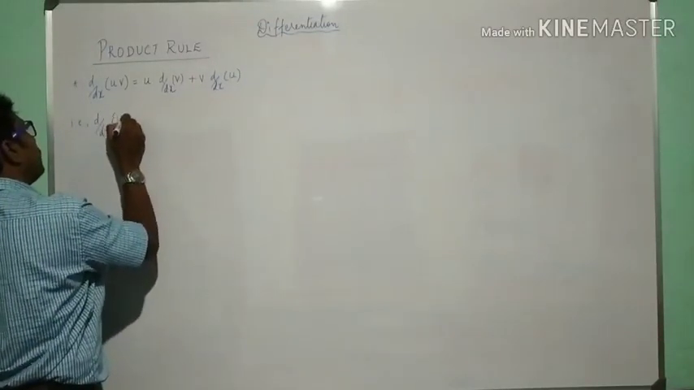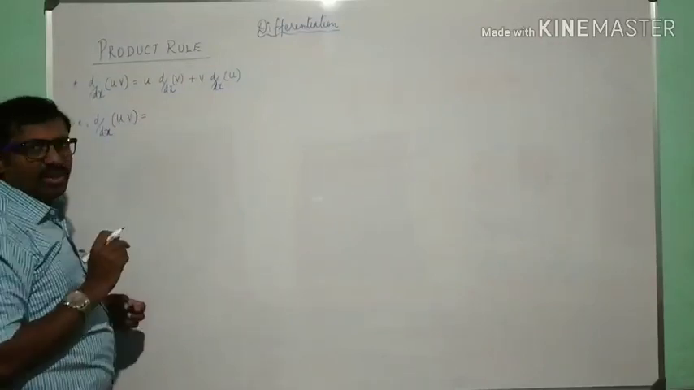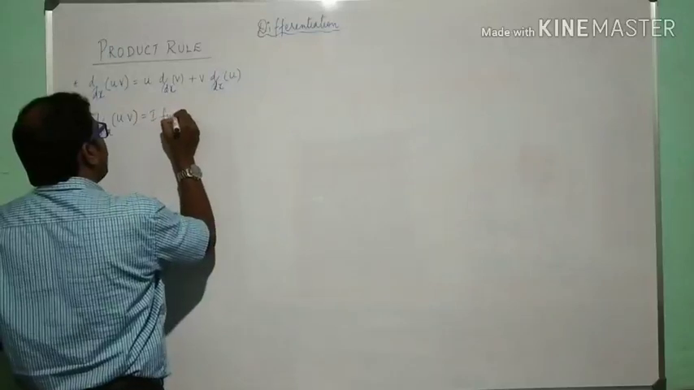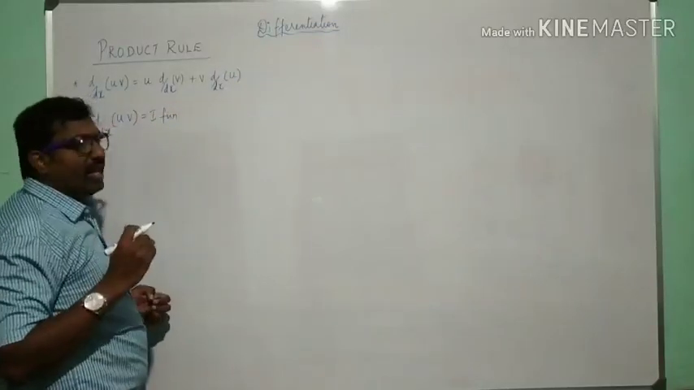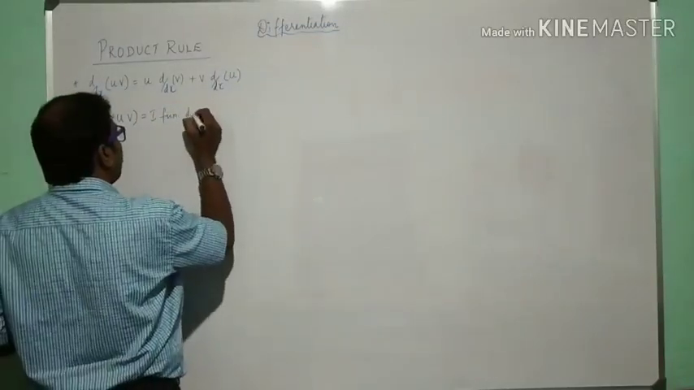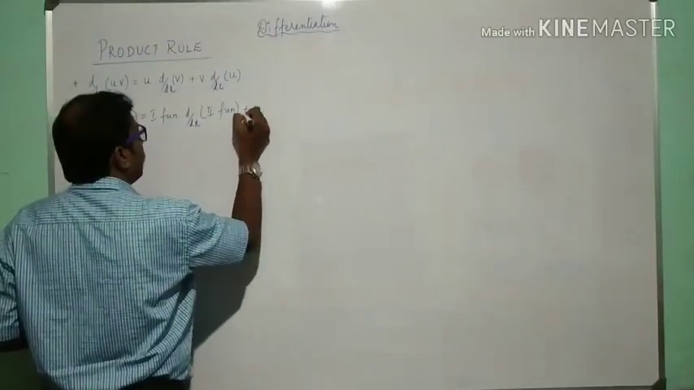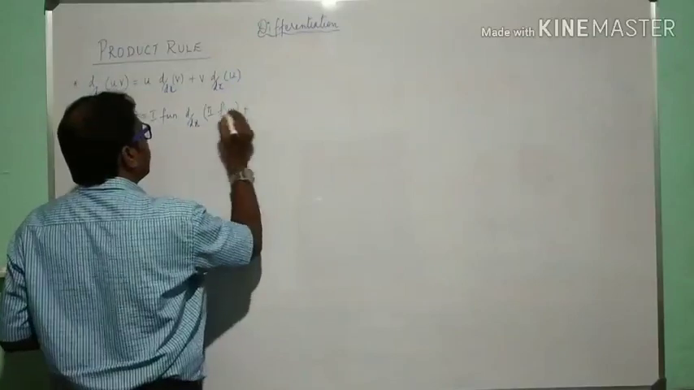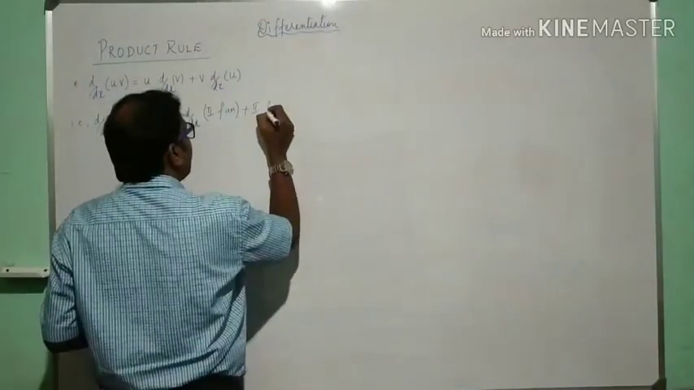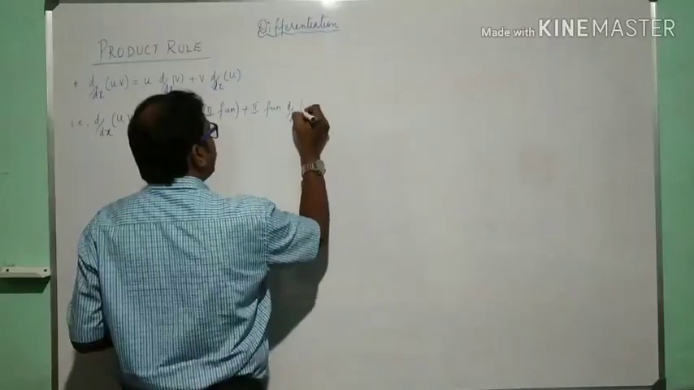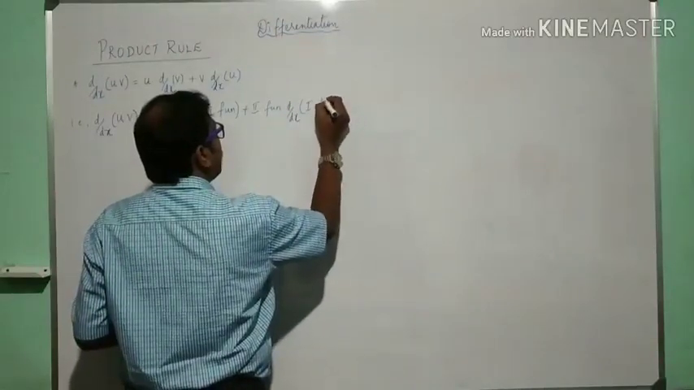The derivative of uv, that is, if two functions are given, then the first function should be taken as it is, then the derivative of the second function, plus the second function, keep it as it is and find the derivative of the first function.